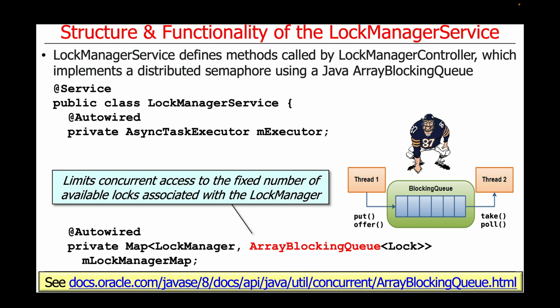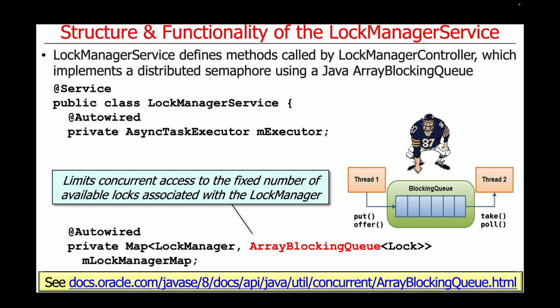ArrayBlockingQueue is a standard type that's defined in Java that is used to provide a bounded buffer mechanism that limits concurrent access to a fixed number of elements, in this case, available locks, that are associated with a given lock manager. As you can see in the diagram on the right, there are several methods defined by ArrayBlockingQueue. You have the put method, which will try to put something into a queue, blocking if the queue is full. There's the offer method that's used to put something into a queue that will not block, even if the queue is full. It'll just return null.